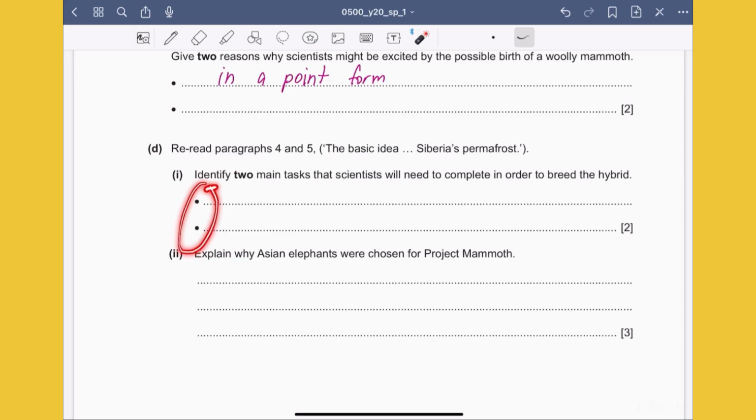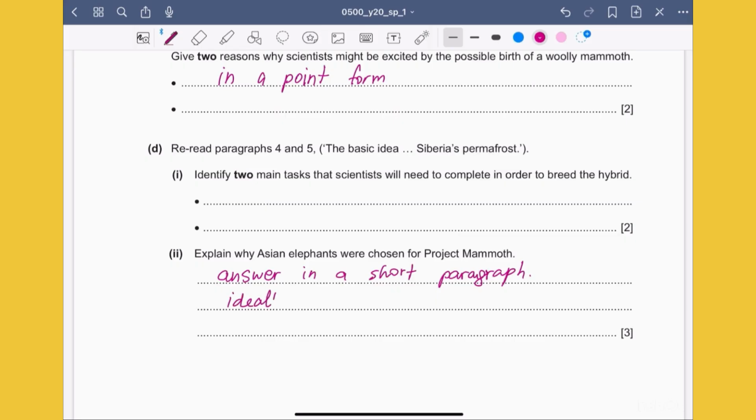It's a bullet point, so you just write in point form. But here we do not have bullet points. So what do we do? And it's a 3-mark question. For this question, you are supposed to answer in a short paragraph, ideally with 3 points.